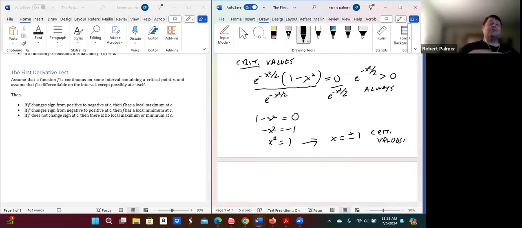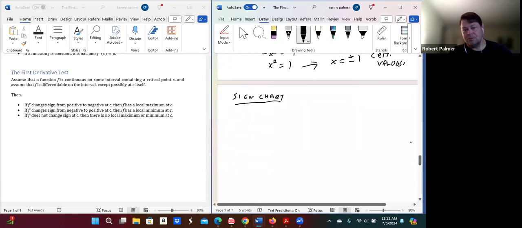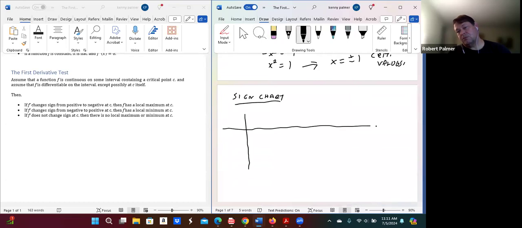So those are places where the derivative can change sign. Since it's continuous, places where the derivative does change sign. Now, once again, let's do our sign chart, same way we did before. So here, negative 1, straight mark. And here we have positive 1.